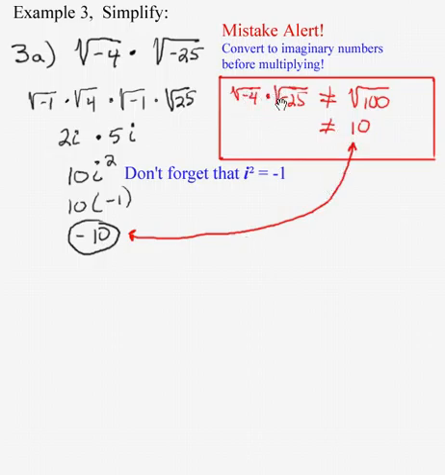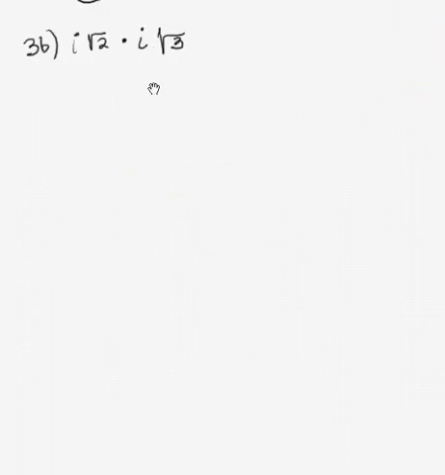So do not multiply the square root of negative 4 times the square root of negative 25. They don't exist. Their value is not existent. What we need to do is convert them into imaginary numbers where we do have a value, and then we can multiply and simplify. So be careful to make sure you factor out all your square roots of negative 1 first. Alright, example 3b, we've got the square root of 2 times the square root of 3.